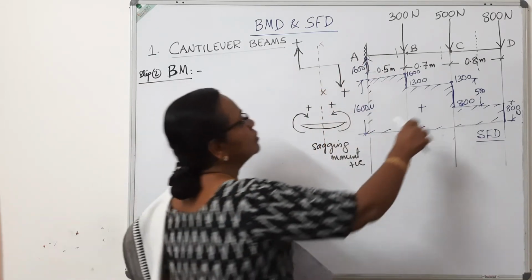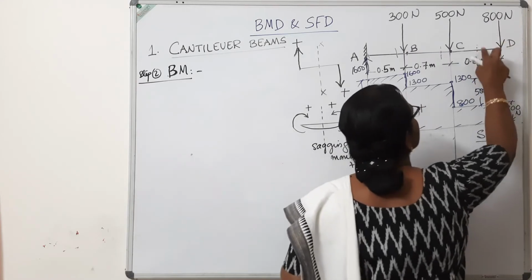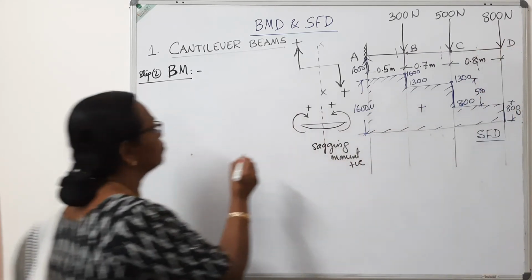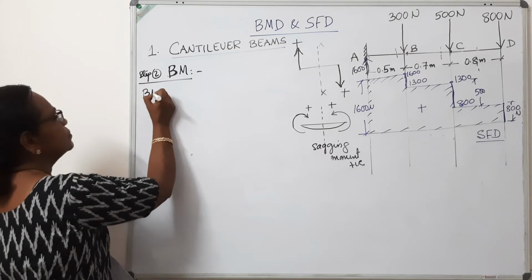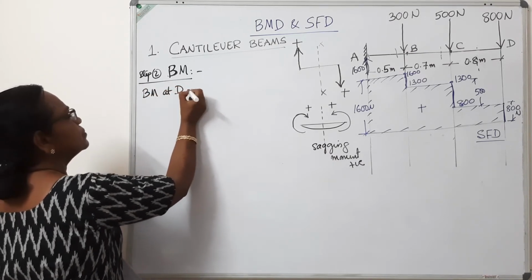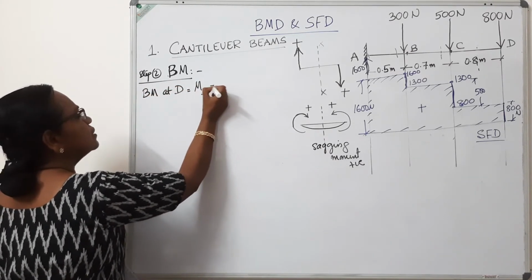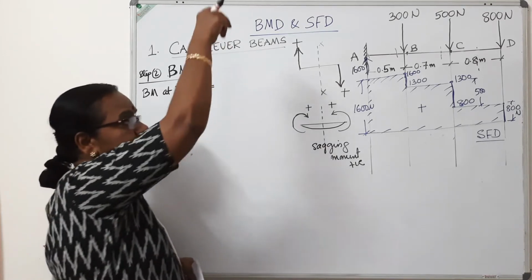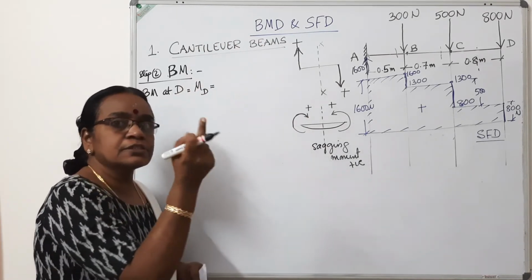Now at the starting point D, MD, bending moment at D, M suffix D, is equal to load into distance. That load is acting at that particular point D, so the distance is 0.